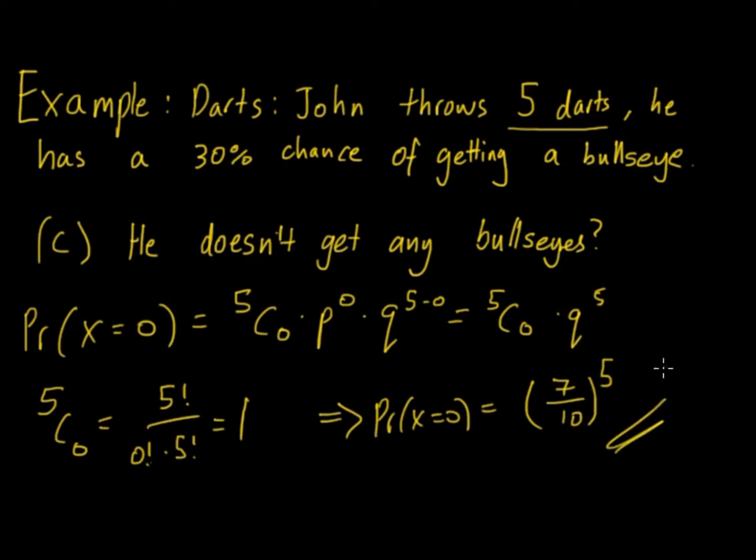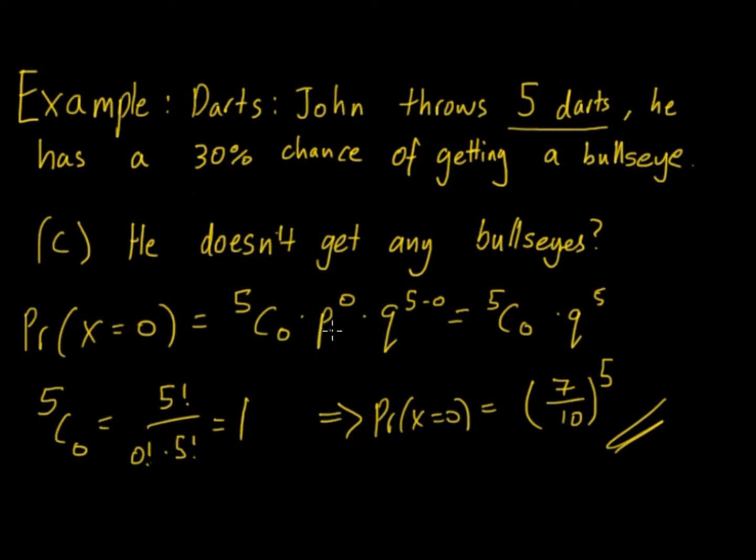Now if you remember part A, we calculated what the probability was if he got all bullseyes, and that was just p to the power of 5. Now he doesn't get any bullseyes is q to the power of 5. So we can see that it doesn't matter what we assign to be a success and a failure. It doesn't matter what we assign for p or q, we will get the same answer. So that's a bit confusing.